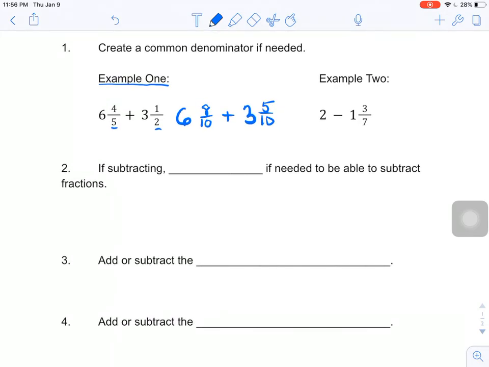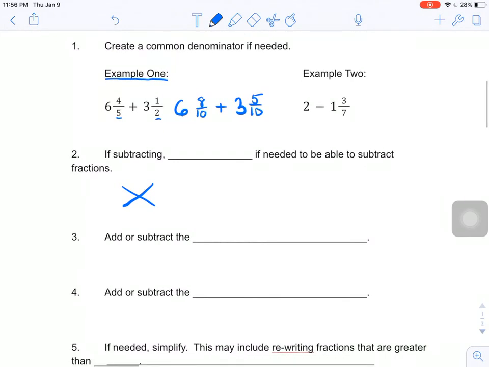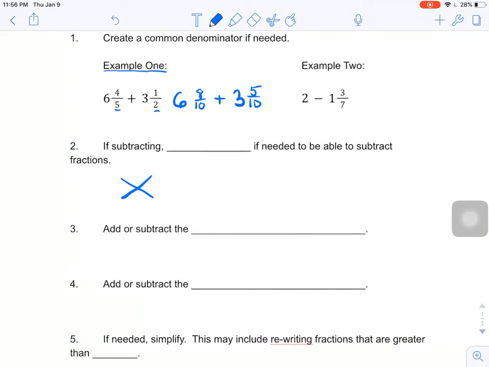The second step happens if we're subtracting. Since example 1 is an addition problem, we are going to skip that step for now, and we're going to come back to that step when we look at our second example. So what we want to do next, we get to skip down to the third step, is we are going to add or subtract. So in this case, adding, since we're looking at an adding problem right now, add or subtract the whole numbers.